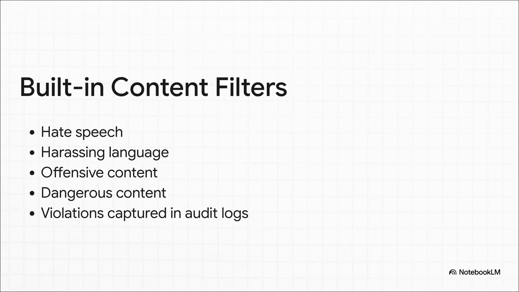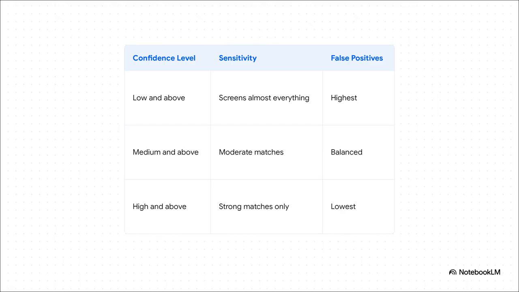You actually control these filters by setting an adaptable confidence level. Think of it as the system's digital gut feeling. If you set it to low, the model becomes hypersensitive and screens almost everything, which can definitely lead to some false positives. If you set it to high, it's only going to flag glaringly obvious threats. Generally speaking, medium is the sweet spot for most. It's balanced enough to catch real threat actors without mistakenly flagging something innocent, like your grandma's banana bread recipe, as dangerous content.